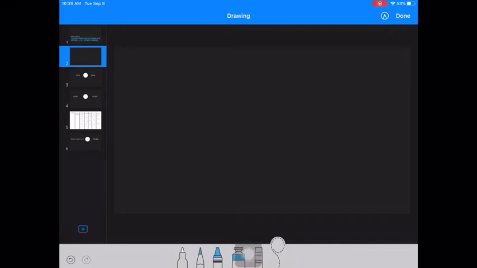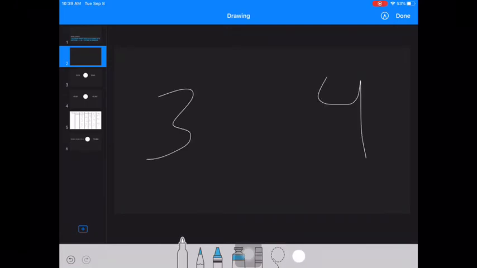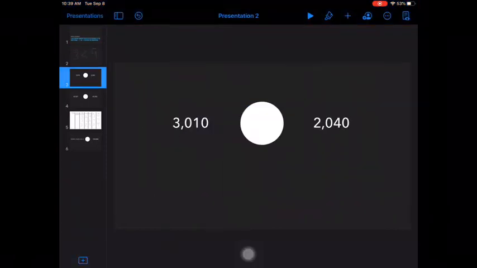Remember, the open end of the sign will always point at the bigger number, no matter if it's on this side or this side. The open end always points to the bigger number. So we're going to take a look at some examples here, and we're going to start off by looking at numbers that are just in the thousands.